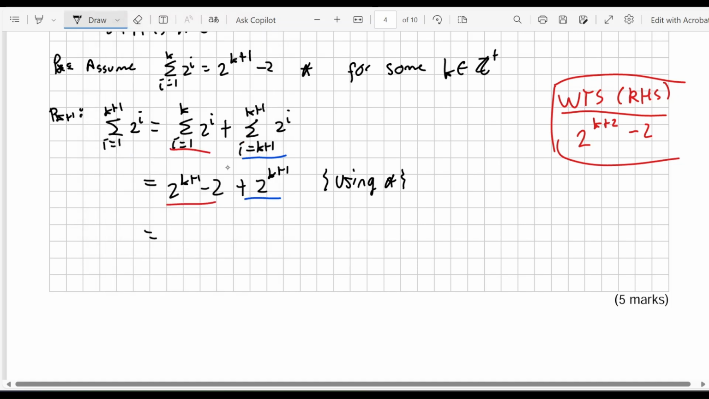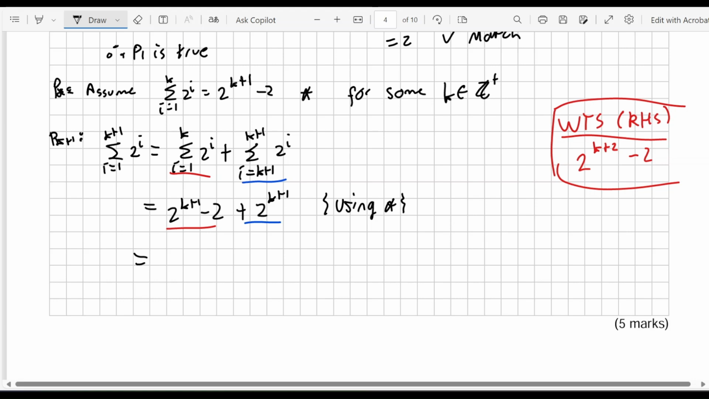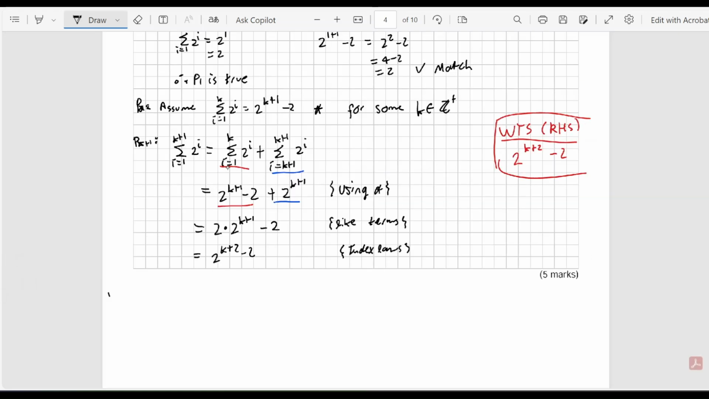My color coding here is just to help you really. When you're writing out the test, it's fine if you don't say which bit is which. That's all good. All right, so 2 lots of 2 to the k plus 1. We can combine those like terms. So I might just say here like terms. And then the next thing that I'm going to be doing is index laws to combine that power. So that'll be 2 to the k plus 2 take 2 as required.